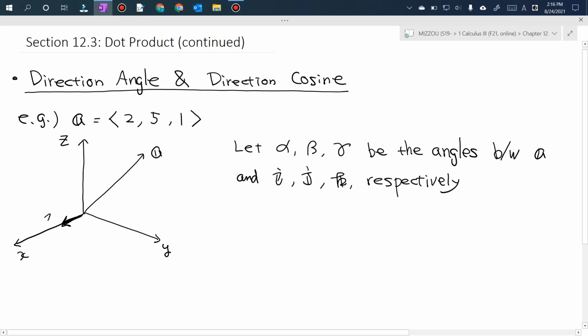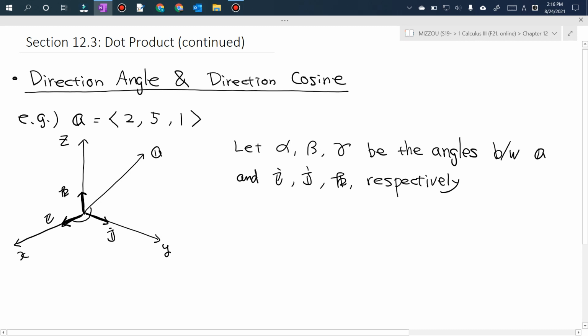So this is vector i. And the vector j is the unit vector on the y-axis. So this is vector j. And the vector k is the unit vector on the z-axis. Then alpha, beta, gamma are the angles between A and each of those. So that means alpha is this angle.